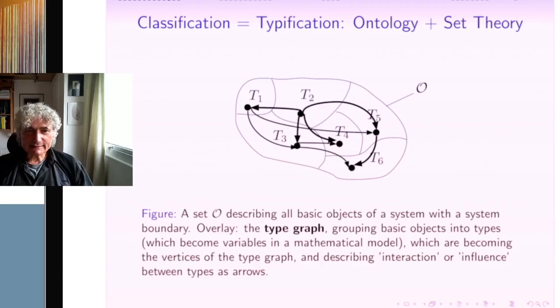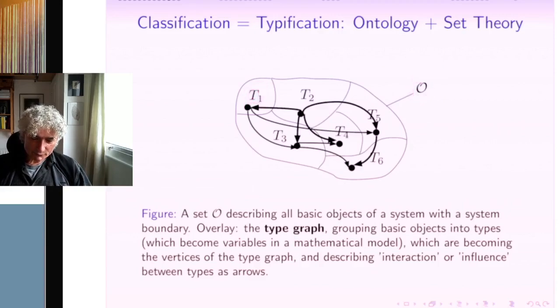Well, I discussed that in a previous lecture, but let's repeat it quickly here so that we are up to date. What we have is a set of basic objects, which are always denoted by calligraphic O. And then we can introduce the type graph, which is representing every type, so the type is a classification of the basic objects in the set O.